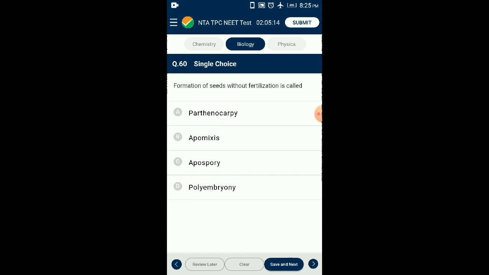Question number 60. Formation of seeds without fertilization is called. In apomixis, seed production takes place without the fertilization of egg cells and the sperm nucleus. So the answer for this question is option B, apomixis.